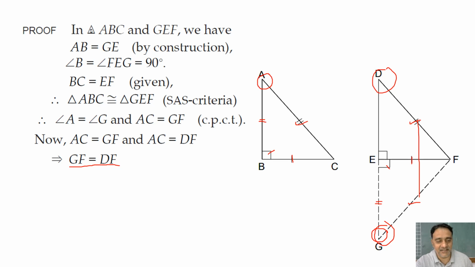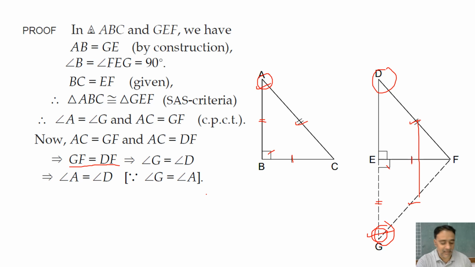Angles opposite to equal sides are equal, but we have already shown that angle A is equal to angle G, so that will imply angle A is equal to angle D. Any doubt? No, sir. That was our main target. Now we are going to take the original triangles ABC and DEF.